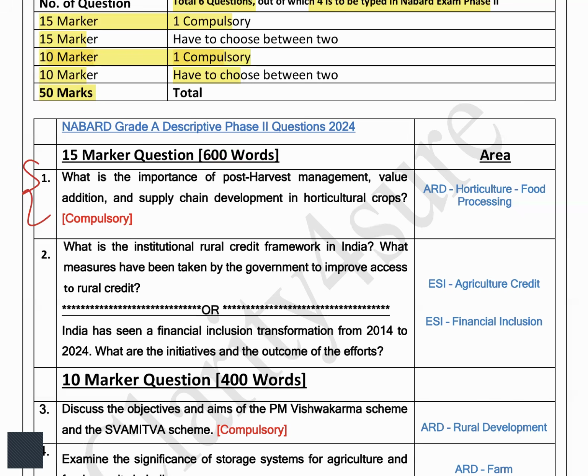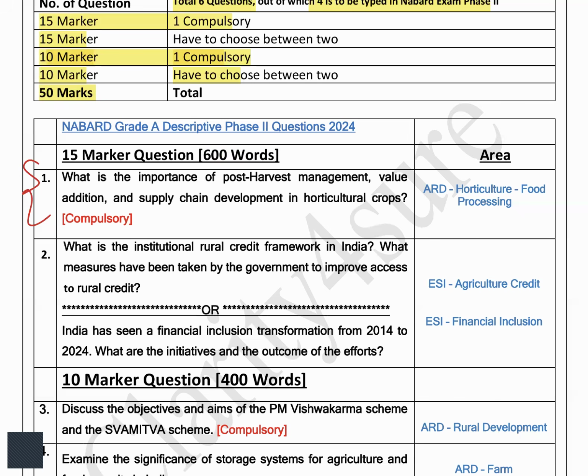So farm mechanization, what are the issues? Why is the farm mechanization level less, right? Why is penetration less compared to our neighbors like China, right? That way they can ask a question, what are the measures you will suggest? So that type of thing they are asking in the examination, not a very in-depth question, right? So this is one thing that you have to take care of. So this was a compulsory question, very easy.